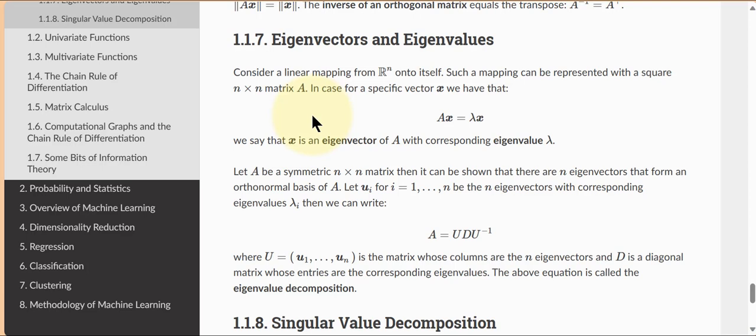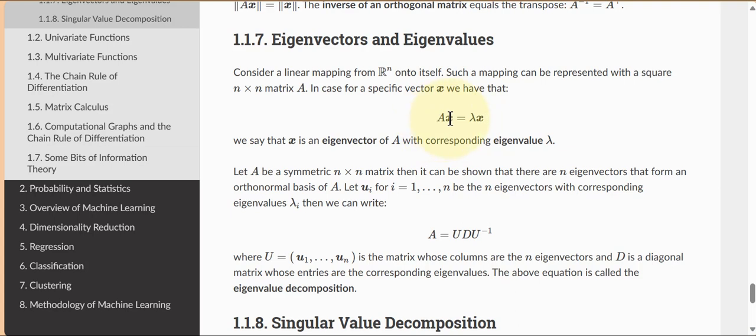Okay, next we talk about eigenvectors and eigenvalues. And since this is a review, we'll just state it. Consider a linear mapping. Okay, we know what linear mapping means. Basically a linear mapping means it's a function, but it also means that there's a matrix associated with this mapping. Such a mapping can be represented with a square n by n matrix.